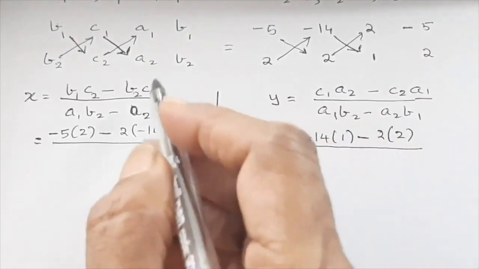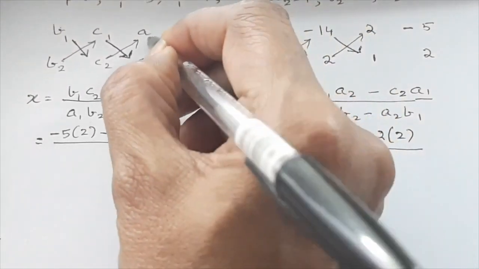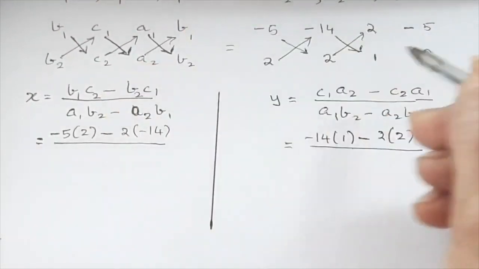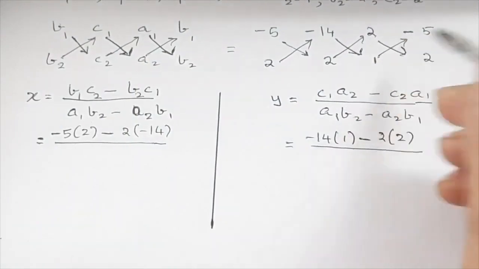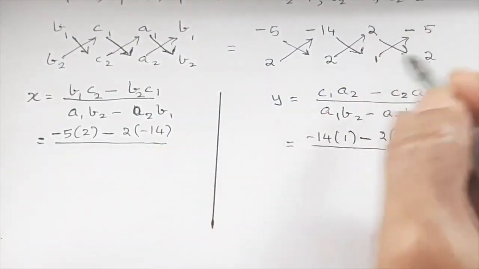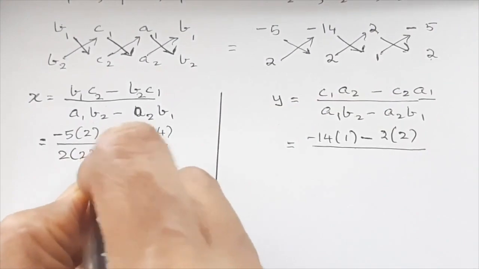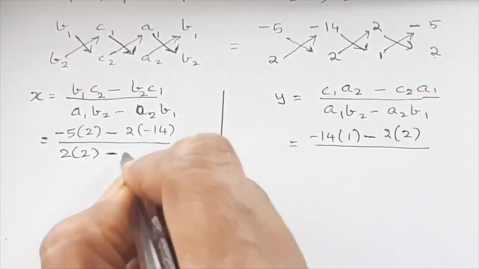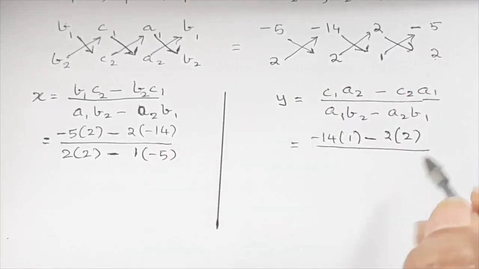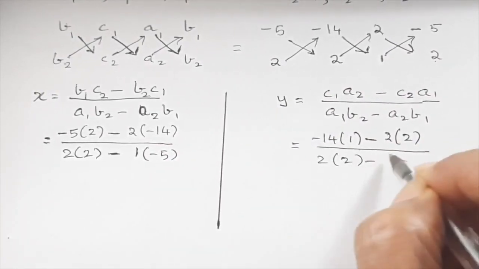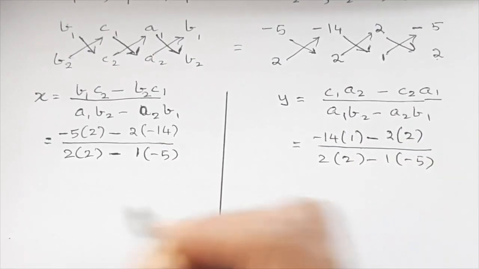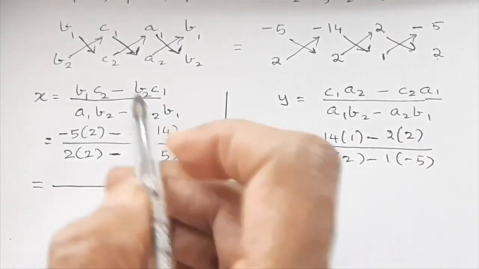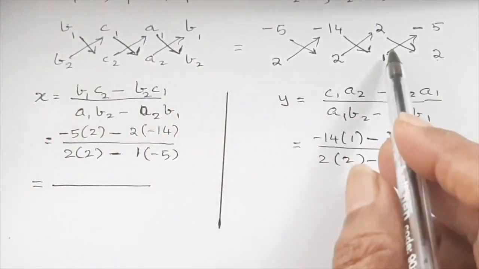The denominator is your A1 B2. So we'll go this way and this way. So it will be these two multiplied. So 2 into 2 and minus sign and then 1 into minus 5. And the same thing will repeat over here. So 2 into 2 minus 1 into minus 5. Now it is simple. The only problem is this step. This you have to be very careful.